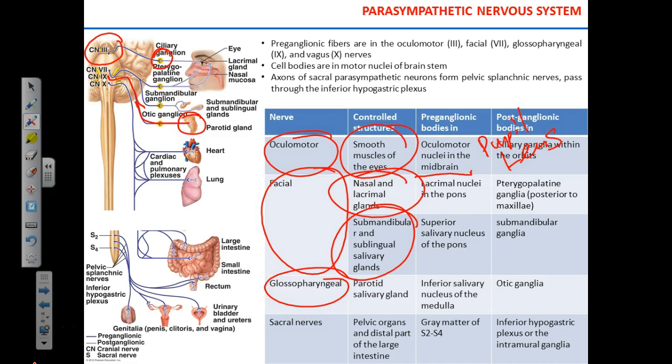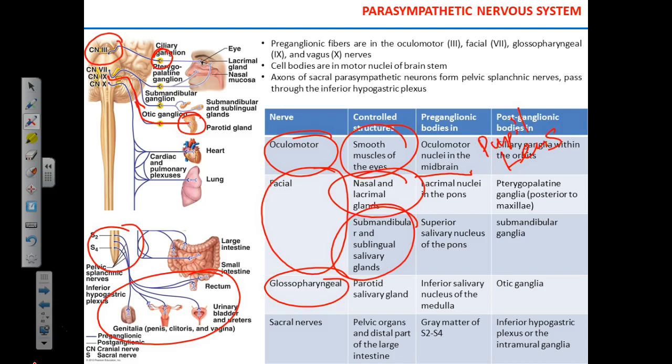Okay. Now, sacral nerves are pretty simple. The sacral part of the spinal cord goes to the organs of the lower abdomen and pelvis, which means the reproductive system and the lower colon, sigmoid colon, rectum, urinary bladder, all organs that are here.